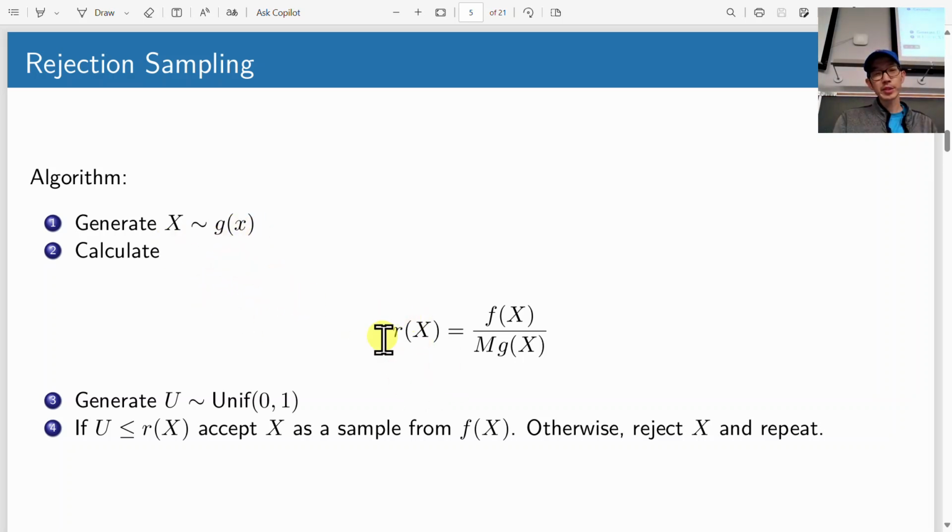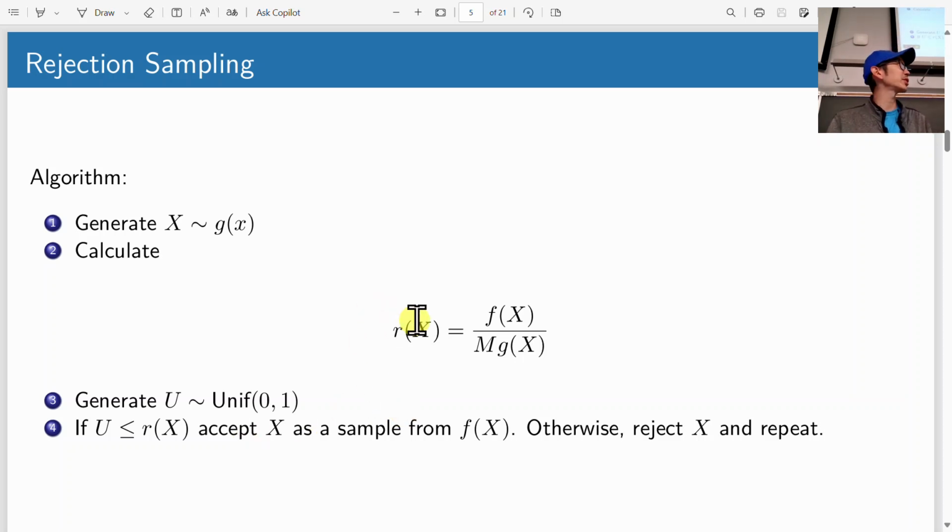We calculate something, we'll call this the acceptance ratio, this R function, where we take the PDF of F and divide it by M times the PDF of G, okay? Because M times G is greater than or equal to F for all values, this ratio is always going to be 1 or less, something between 0 and 1. Now we generate a random uniform value between 0 and 1, and that will determine whether we accept or reject that value. So if this ratio is, say, 90%, we will accept it 90% of the time.